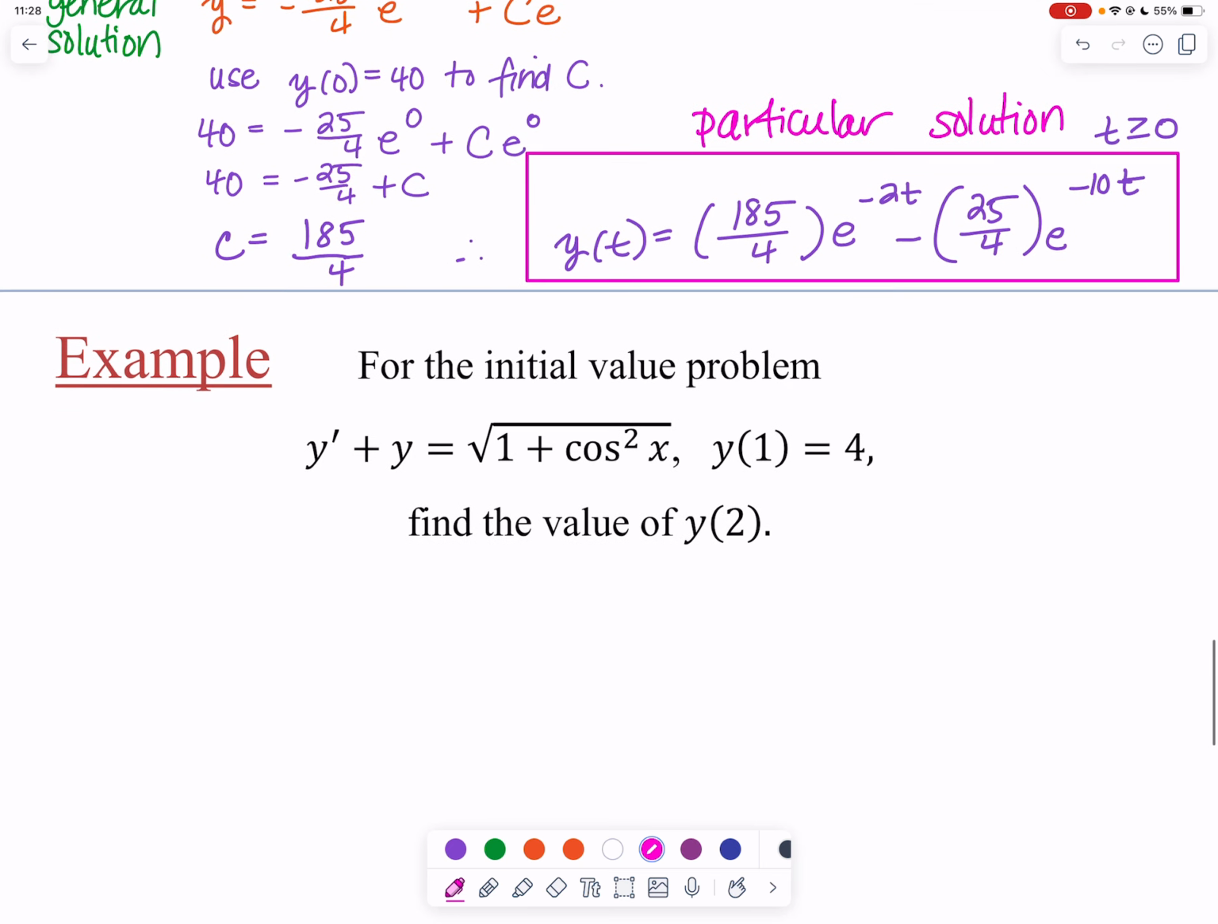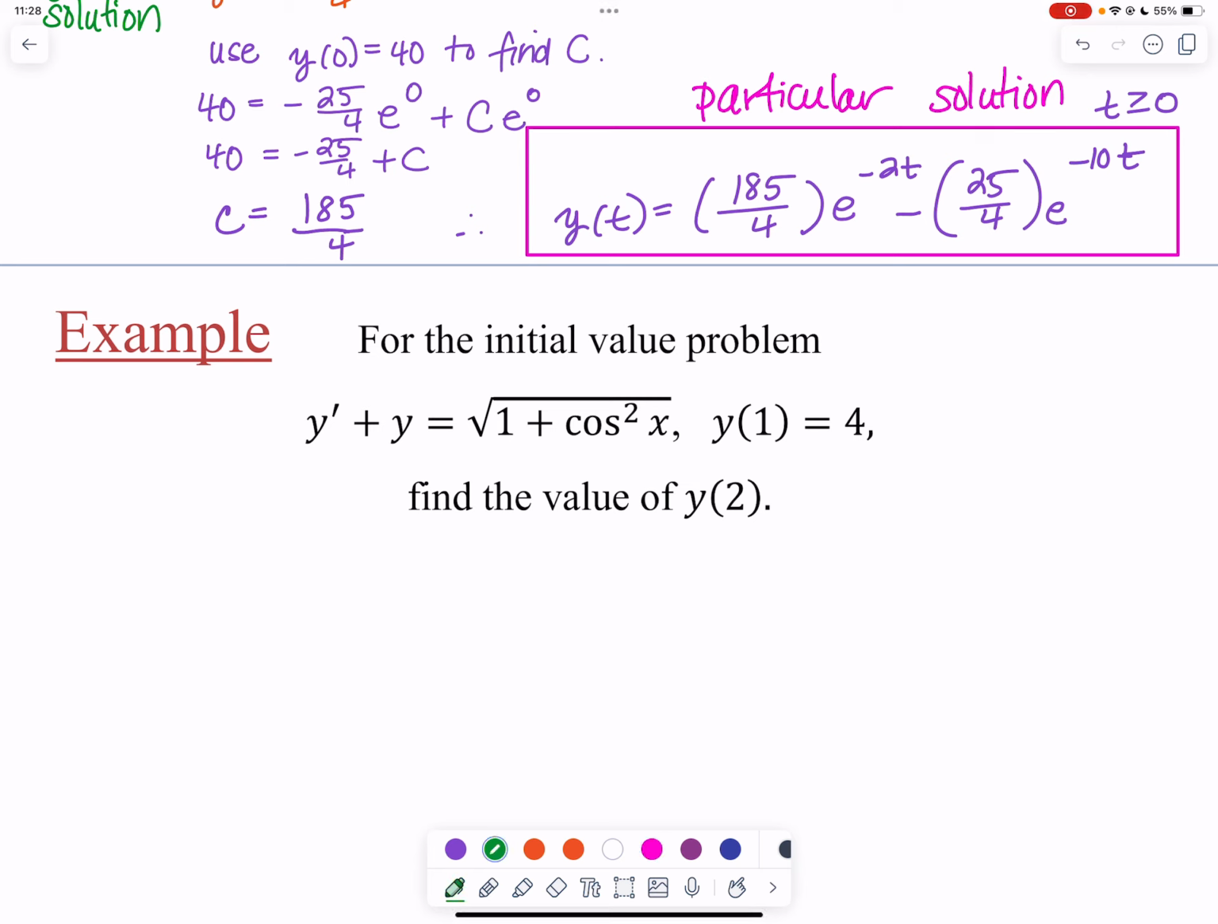For the IVP, we have here, this is our differential equation, and this is our initial condition. And we are wanting to find the value of y of 2. So we will have to come up with our particular solution first. Sometimes we run into an issue finding that indefinite integral on the right-hand side. Let's see what this problem brings us.